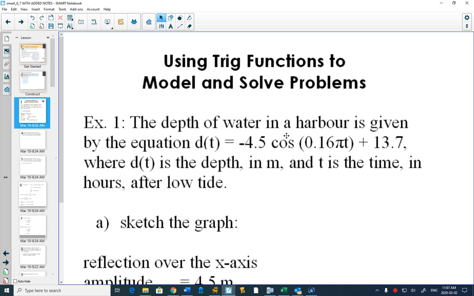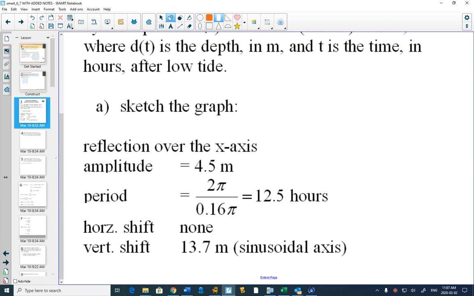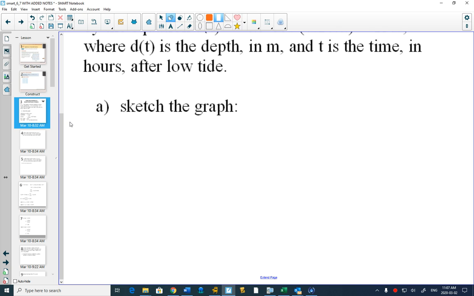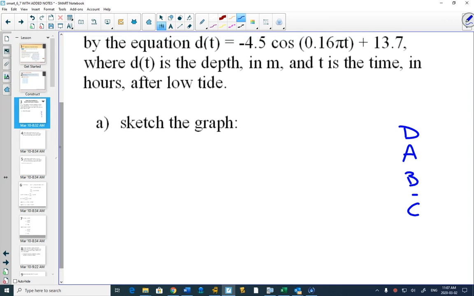So what I'm going to do, this one we actually don't need this part here, so I can write DABC off to the side for graphing it. And in this one, I'm going to just scroll up just a bit so we can see the equation. Can you see that your center line is 13.7 and your amplitude is 4.5? So the first thing you're going to look at is that D and that A value, just for deciding where you are going to make your axes.